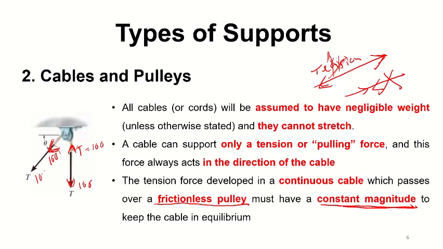Here also the magnitude should be 100, right? So if it is a continuous cable and it is going over a frictionless pulley, then it must have a constant magnitude, right? The magnitude of the tension force must be equal everywhere in the cable if it is a continuous cable, right?